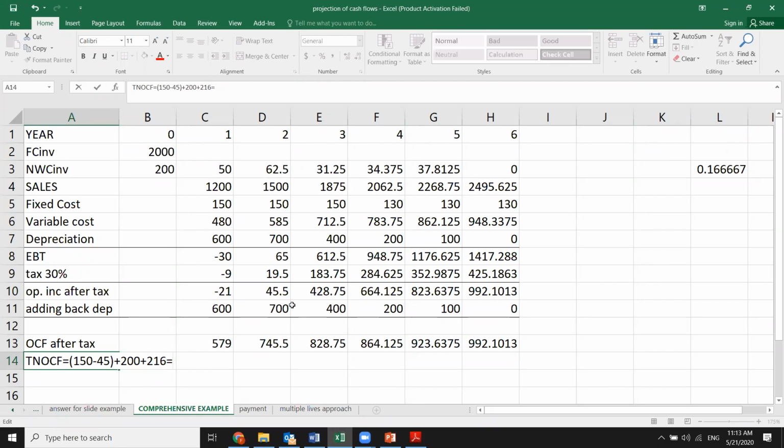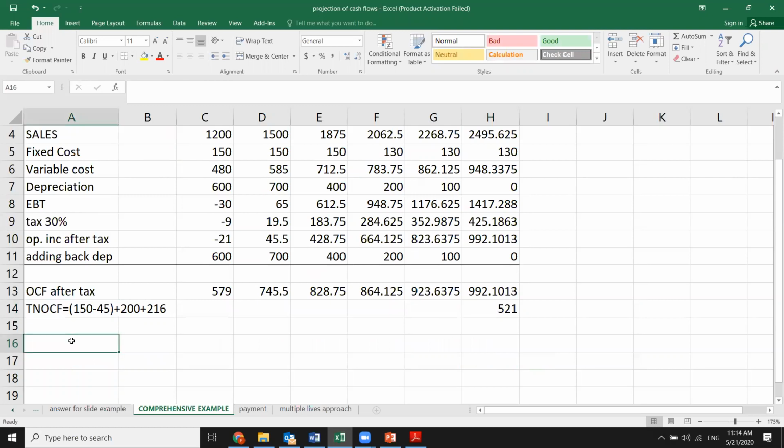And in total, we need to see what will be the equal amount. So these things we should calculate and come up with a proper number, which is 150 minus 45 plus 200 plus 260. So 521, okay? This is what we get as total non-operating cash flow.